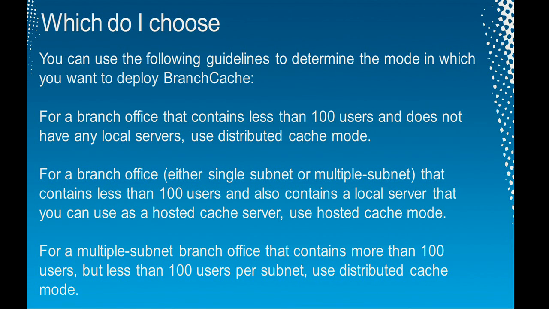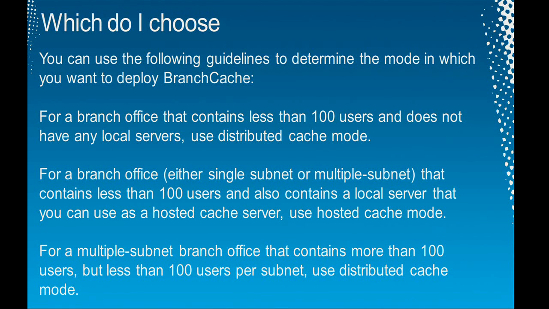For a branch office that contains less than 100 users and does not have any local servers, use distributed cache mode, and I gave you the reasons why. If you have more than 100 users, you don't want that type of traffic all over the place. Machines multicasting, saying, hey, do you have a file? And you'll understand what happens, why. We'll go through that in a minute.